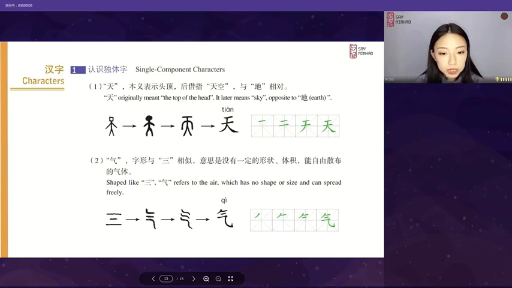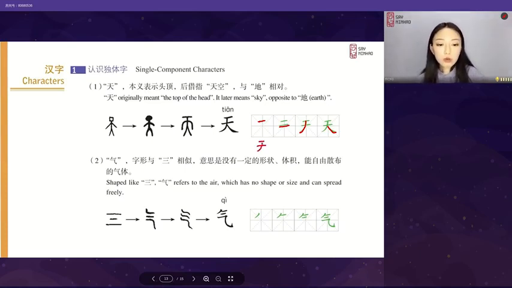Now let's move on to our single component characters. First one is tian, which means the sky. It originally meant the top of our head, and now it means the sky opposite to the ground, tian. Okay, now let's try to write it with me. First, we write a horizontal 横, and then another, a little bit longer one. And then a left-turning 撇, and then a right-turning 捺. Really easy. Try to write it again.